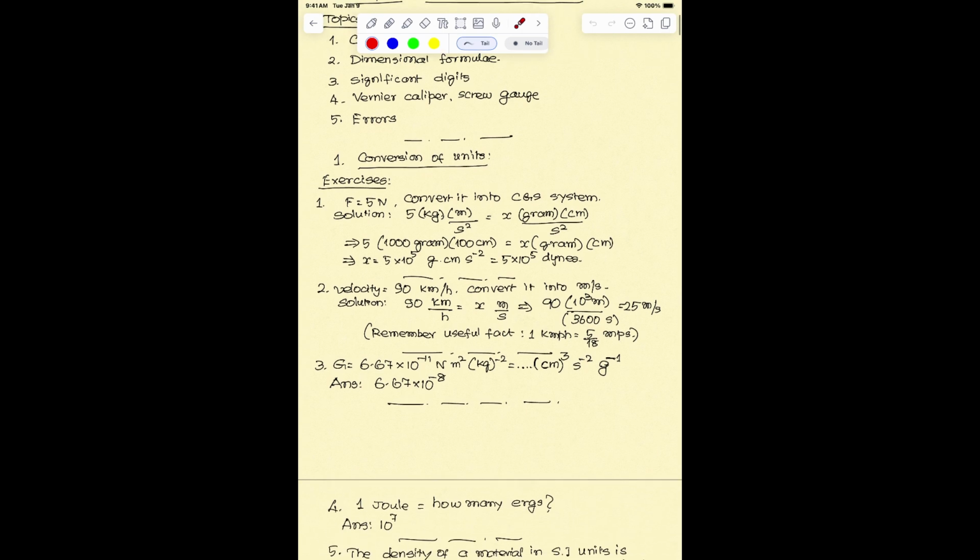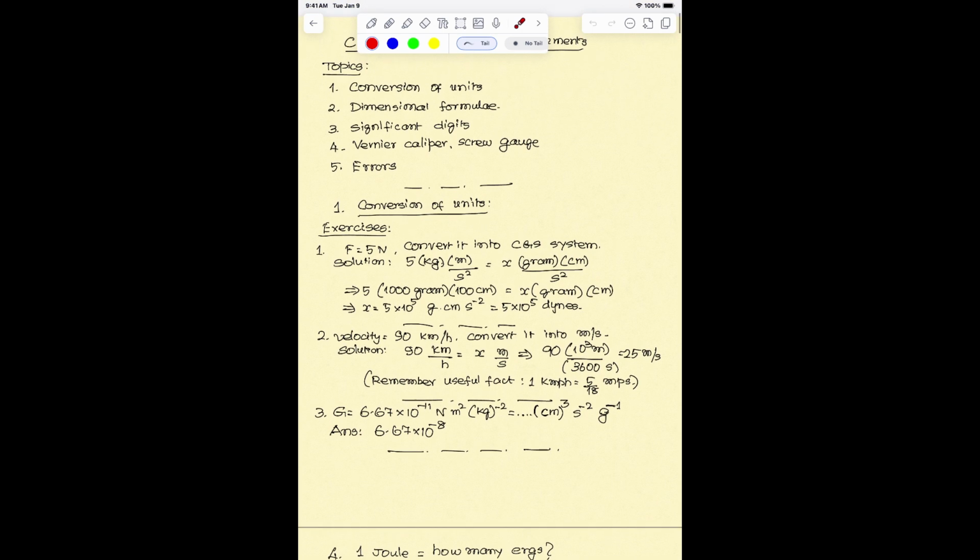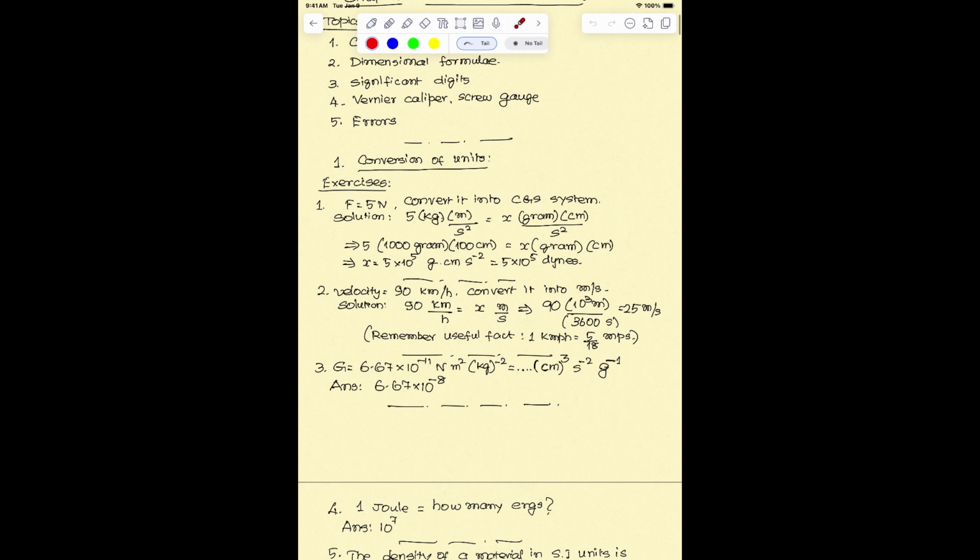Now, having said that, we will get into topic number 1, which is conversion of units. As I said, it is pretty simple to solve. Take for example, force is given as 5 Newton. Now convert it into the CGS system. CGS system is centimeter, gram and second, unlike the MKS or SI units where you have kg, meter and second. How to convert? Let's look into it.